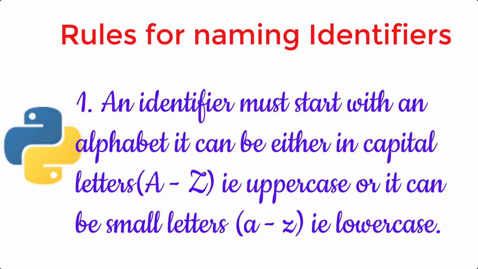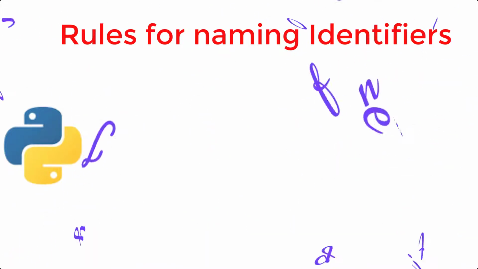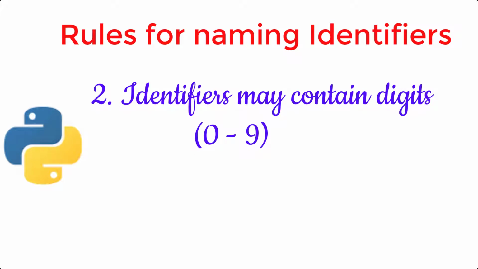So the first rule tells us that the first letter in an identifier must be an alphabet, that is upper or lowercase letters, or an underscore can be used. Other than this, no other numbers or symbols can come as the first letter. Now the second rule. Identifiers may contain digits 0 to 9. That is, from the second letter onwards we can start using numbers between 0 and 9.